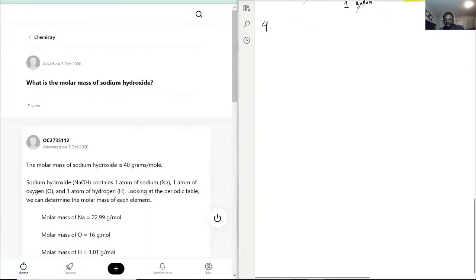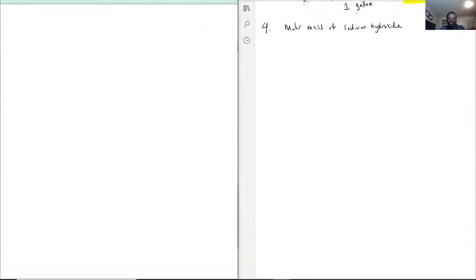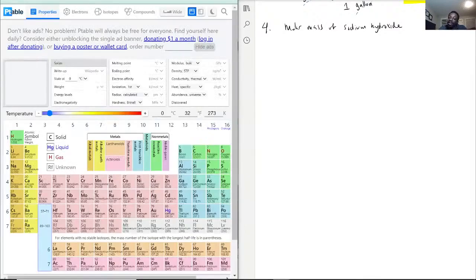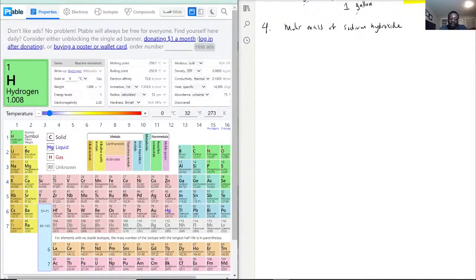Alright. So we have, what is the molar mass of sodium hydroxide? Now, the reason why I actually picked this question is for us to get familiar with the nomenclature. Because the molar mass part is relatively straightforward in terms of finding it out, but it becomes increasingly difficult when you don't know what that name means in regards to molecular structure. So let's break it down.